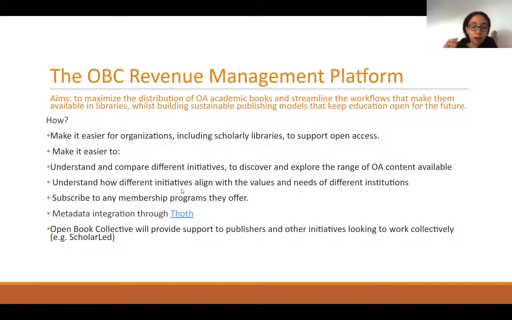The aims of this platform are to maximize the distribution of OA academic books and streamline the workflows that make them available in libraries, whilst building the publishing models that will keep education open in the future. So we're going to make it easier for organizations, including scholarly libraries, to support open access, to understand and compare the different initiatives on offer, to discover the range of OA content available, to see how these different initiatives align with the values and needs of their institution, and to subscribe to the membership programs that they offer. And we also offer, this is very important, metadata integration through this project called Thoth.